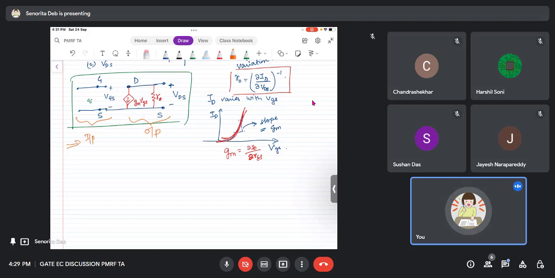This will be the input side. This will be the output side. Some voltage will be applied. Otherwise, how will the MOSFET work? Right now, I have just shown you the model. Okay. Is that clear?